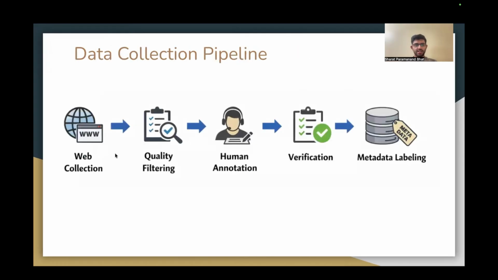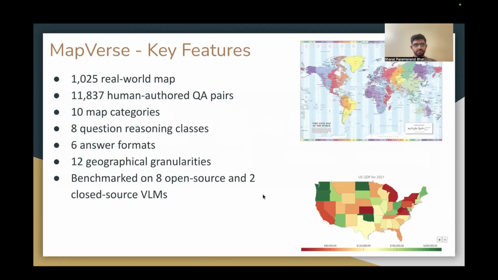So now let me talk about our data collection process. First we collected different sets of maps from the web and then did some quality filtering to weed out blurry, low resolution, or too complicated and irrelevant maps. Then we had our human annotators provide question answer pairs for each of these maps, which were verified later before doing the metadata labeling for each of these question answer pairs along with the maps.